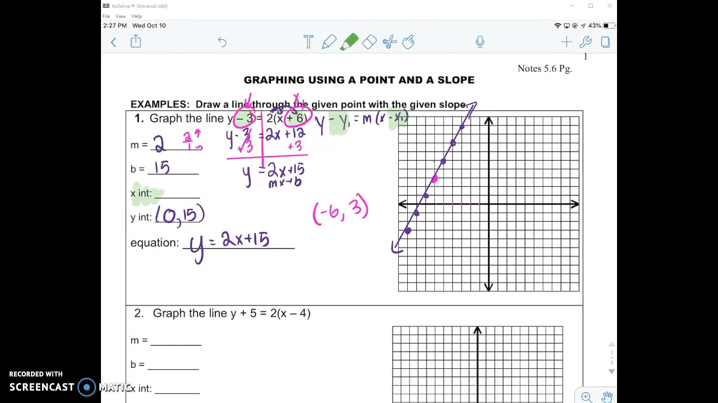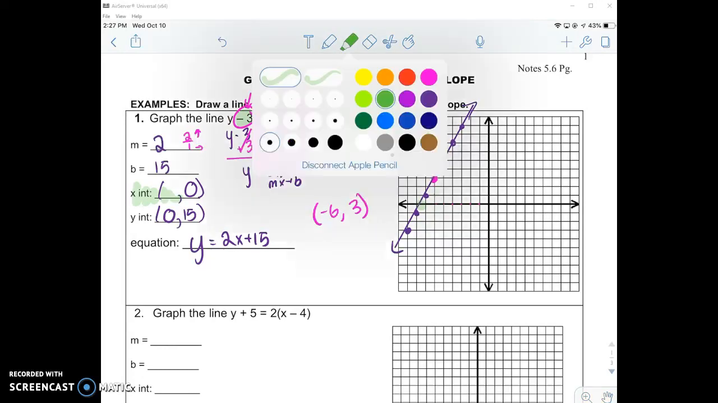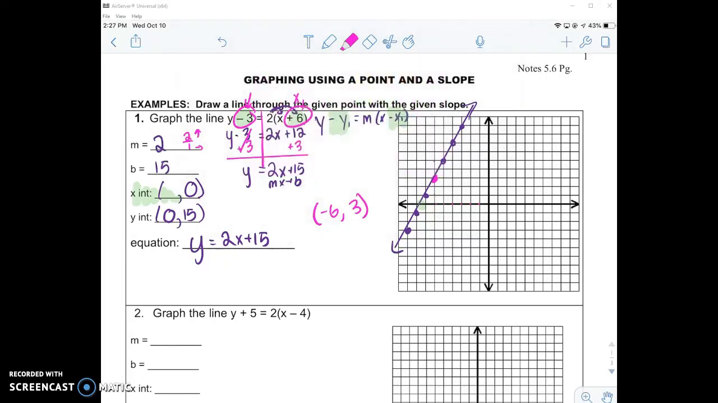I'm also asked for the x-intercept. Since my line does not cross as an exact point, I need to use what I know about x-intercepts. I know that for x-intercepts, my y value is always 0. So I can plug this into my equation. I can use either my original equation or the one we solved for. I'm going to use the one that we solved for.